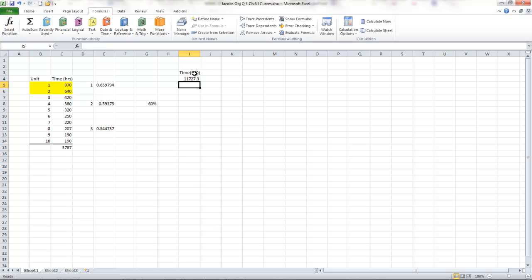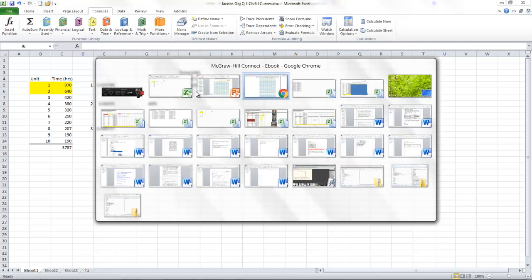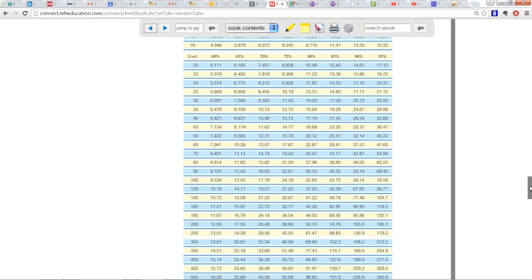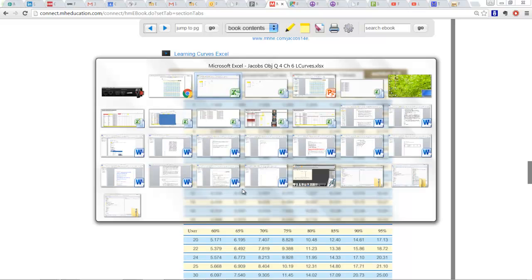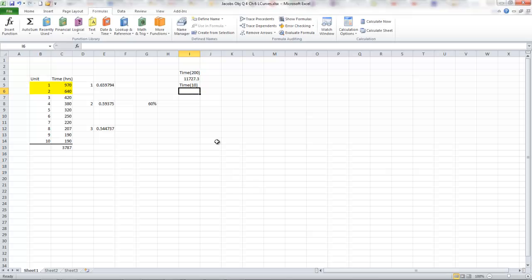To do the first 200 is 11,727 hours. That's what we just calculated. The time to do the first 10, which we have to subtract, so for the first 10, we come back to our table, which is exhibit 6.5, at 3.813. So this is going to equal 970 times 3.813. That's the number out of the table.